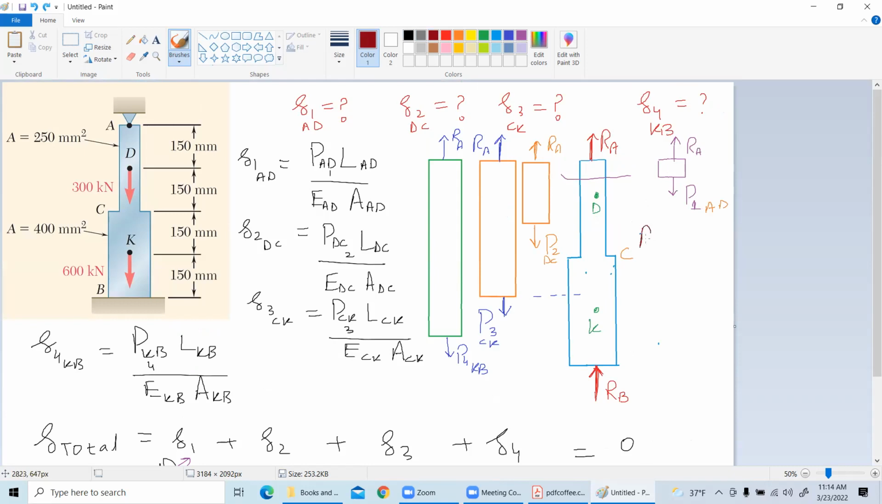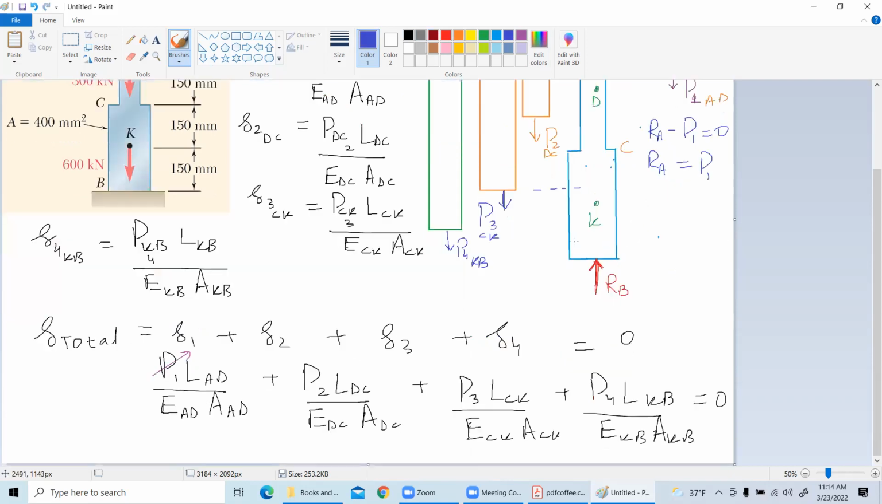So I will have positive RA. Let me use a very different color. Positive RA minus P1 equal to 0 and RA equals P1. Boom! RA is P1. Here it goes. RA.